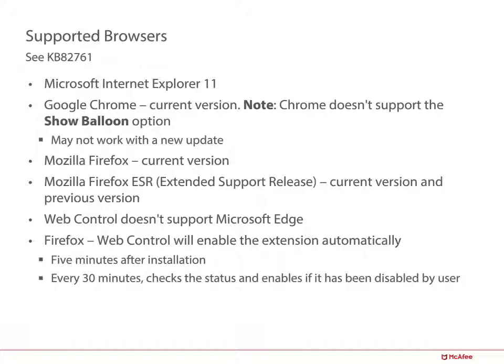The Firefox web control will also enable the extension automatically, and it will enable it 5 minutes after you install it. And then every 30 minutes it will actually check the status and re-enable it if it's been disabled by the user. But just be sure to always check the KB article KB82761 to verify if the supported browsers have ever changed.